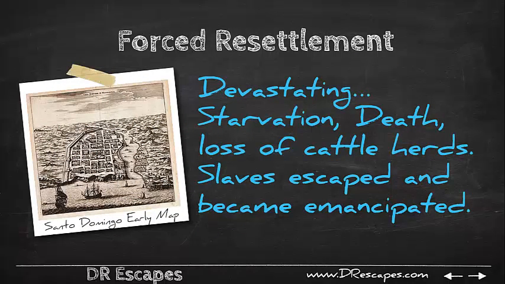This action was known as the Devastaciones de Osorio, and it proved to be disastrous, for more than half of the resettled colonists died of starvation and disease, and well over 100,000 head of cattle were abandoned, and many of the slaves at that point in history did escape and gain their freedom, which went on to become small-scale farmers and landowners.